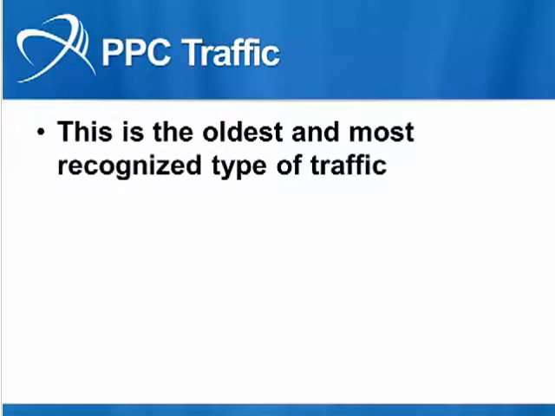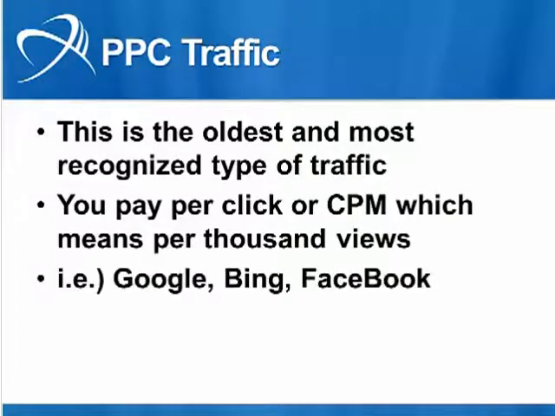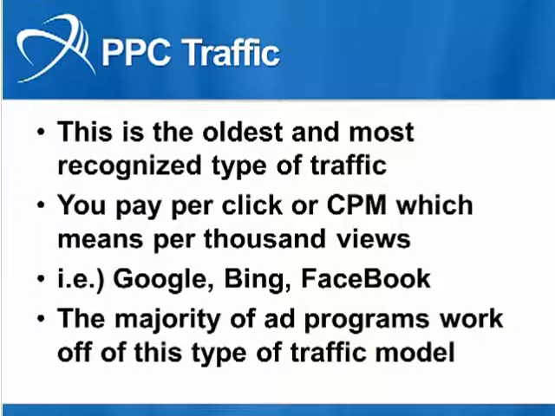Like I said, this is one of the oldest and most recognized types of traffic. And also, as I said a few moments ago, you either pay per click or CPM, which means cost per 1,000 views. Some examples of companies that do this are many of the well-known companies that you know right now, and that is companies like Google with their AdWords program, Bing with their Ad Center, and Facebook with their Facebook advertising. These basically are PPC type companies as far as advertising goes. So the majority of ad programs out there in existence today work off of this type of traffic model. Basically, you pay to play.